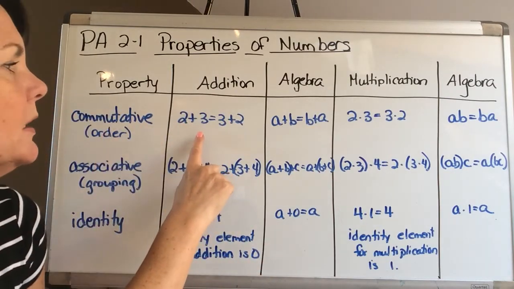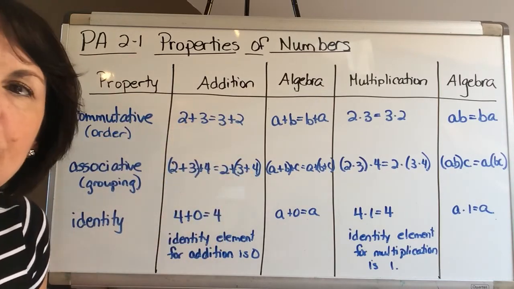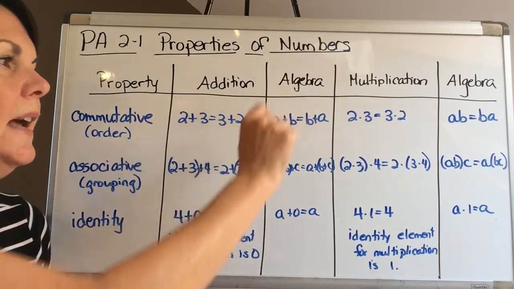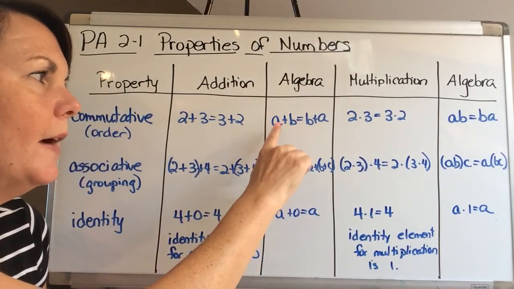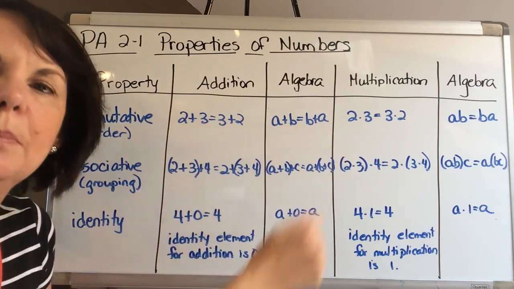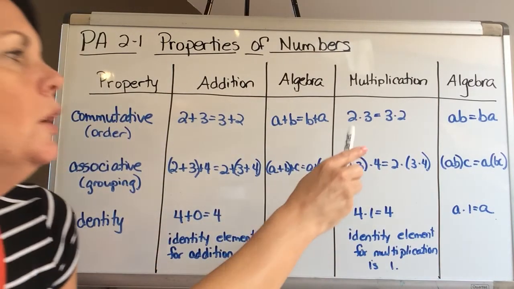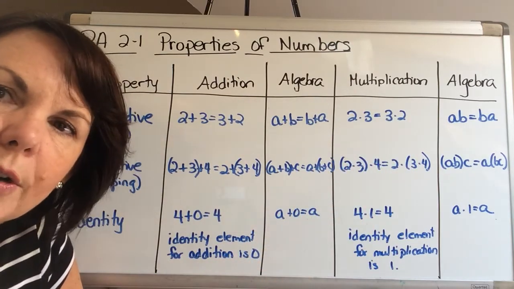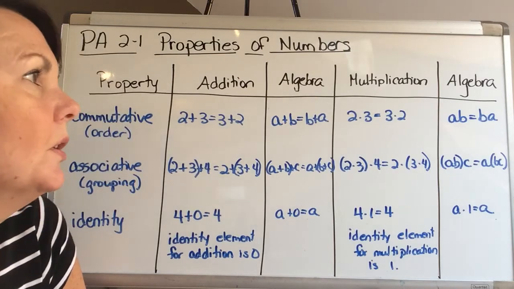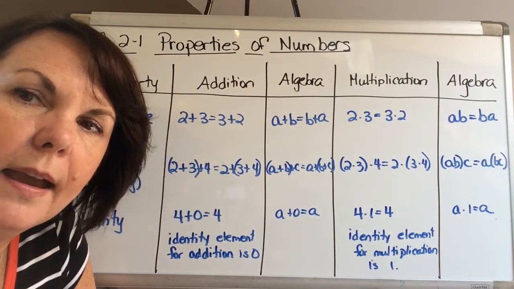So with respect to addition, this is what it looks like. 2 plus 3 equals 3 plus 2. Now, using algebra, remember we can substitute variables here. So a plus b equals b plus a. With respect to multiplication, 2 times 3 equals 3 times 2. So changing the order doesn't change the answer. And in algebra, ab is the same as ba.